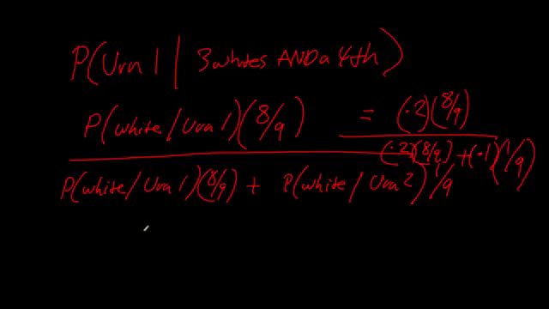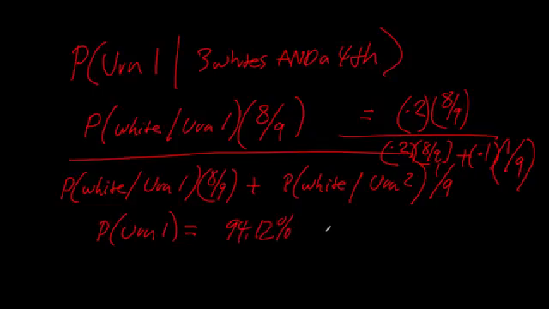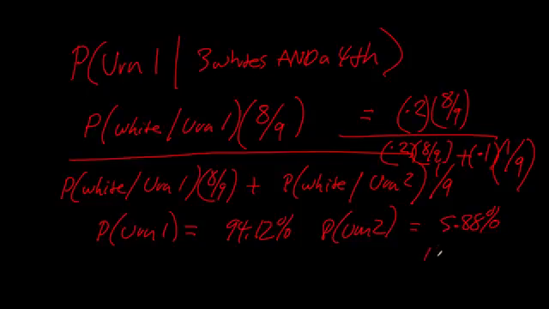But if we convert them to percentages, the probability of urn 1 is 94.12% now, and probability of urn 2 is 5.88%. So this probability is down. It was previously 11.1%, and this probability is up. It was previously 88.9%.